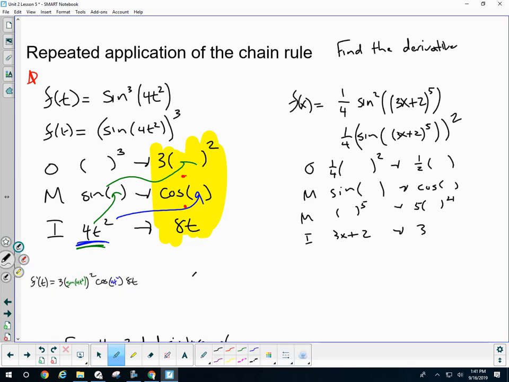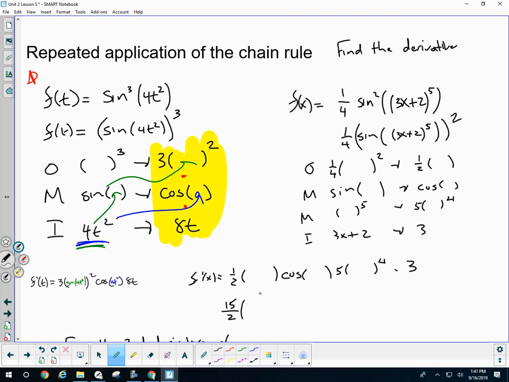f prime is 1/2 cosine, 5 to the 4th, 3. The 1/2, the 5, and the 3 can be multiplied. That's 15/2. So, boom, 15/2.